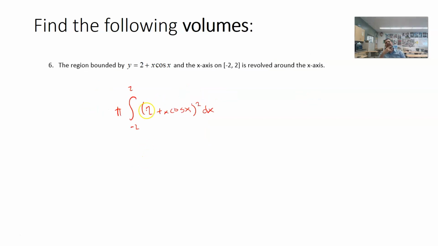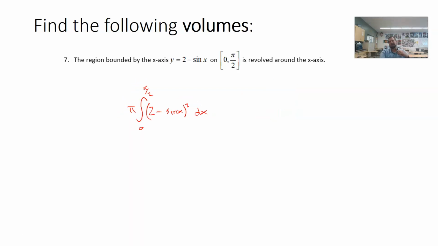On number 6, it's pretty much the same thing. If I graph 2 plus x cosine of x from negative 2 to 2, I don't have a picture of the graph, but it's the x-axis that is enclosing it from negative 2 to positive 2, and I can't remember exactly what it looks like. This is what we are revolving around the x-axis. So I'm squaring that entire function, pi's on the outside, from negative 2 to positive 2, just type that right in. Again, another disk method problem.